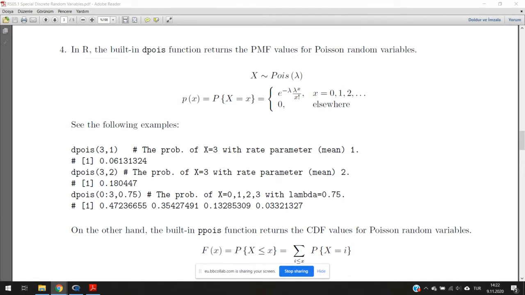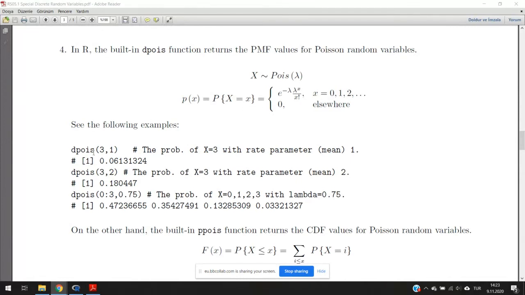Remember, the Poisson random variable was a limiting case of the binomial random variable, and it has the probability mass function defined as e to the power minus lambda times lambda to the power x over x factorial. This random variable can take any non-negative integer value from 0 to infinity. Therefore, the probability mass function is defined for all non-negative integers.